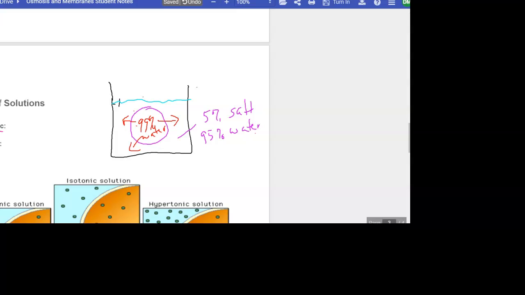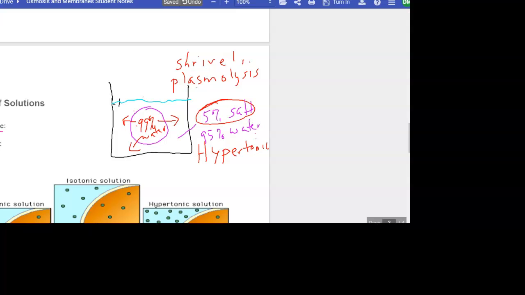And here the cell will shrivel up as water leaves it, and that's called plasmolysis. Now, the question is, the liquid that we put this cell into, is it hyper or hypotonic? Well, 5% salt, that's the solute, is greater than 0.9% solutes. So this 5% is called a hypertonic solution.